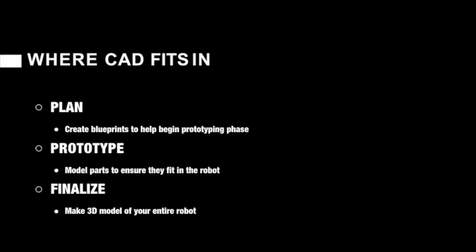In the prototyping phase, you're going to model the parts to ensure that they fit on the robot. So we don't want to see a robot where all the parts don't fit onto the robot. So that's why we use the prototyping phase. Next, we finalize. This is where you make a 3D model of your entire robot. When you make this 3D model, you can see what it's going to look like and how it's going to function. You can run stress tests. You can run any sort of test that you might want, to see how the robot would operate under certain circumstances. That's where CAD fits into the design process.